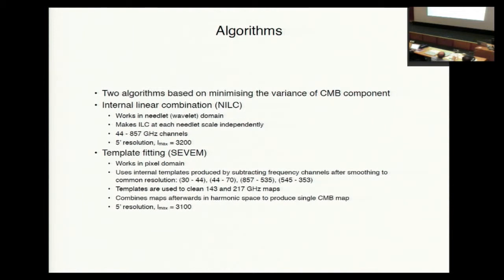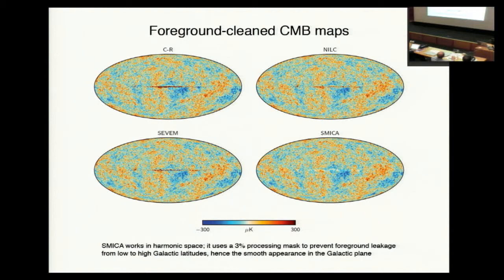And the final method was template fitting, which works in the pixel domain and makes templates by subtracting frequency channels from each other to get rid of the CMB, so just foreground components are in it. And then the templates are used to clean two frequency channel maps, the 143 and 217. These two are combined afterwards in harmonic space to produce a single CMB map. And it's a 5 arcminute resolution again, and a maximum multipole of 3100. So these are the 4 CMB maps that are produced by these 4 methods.